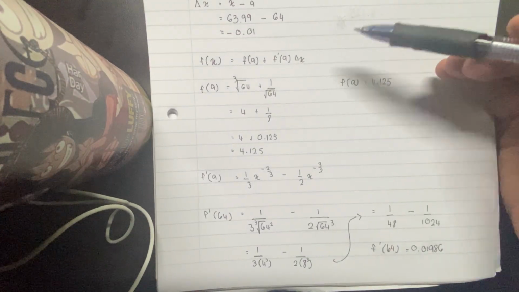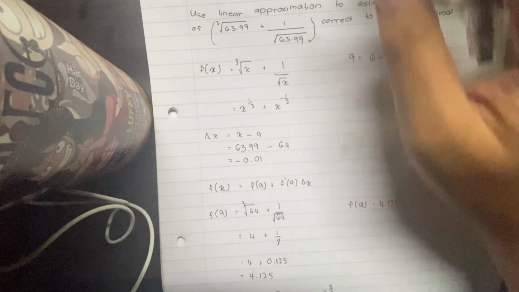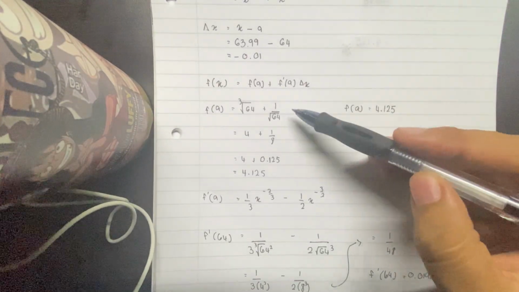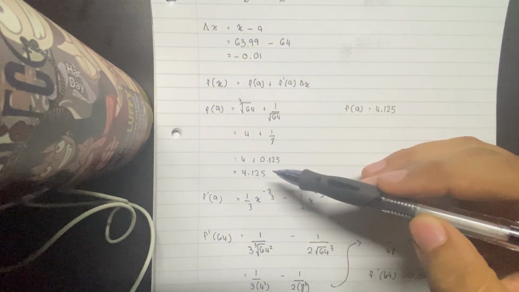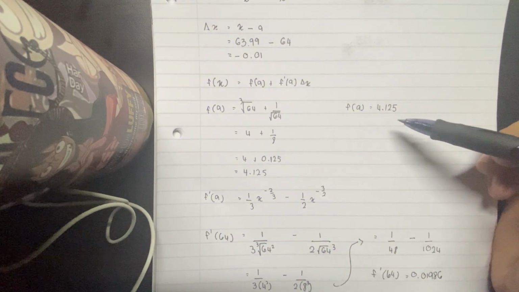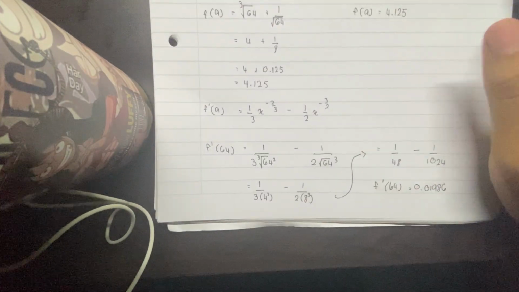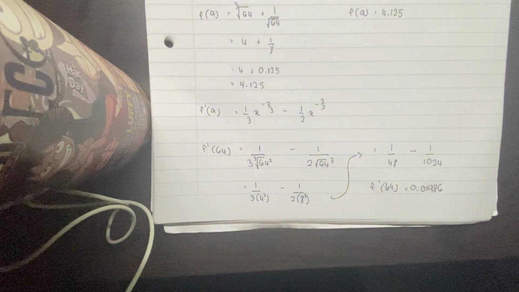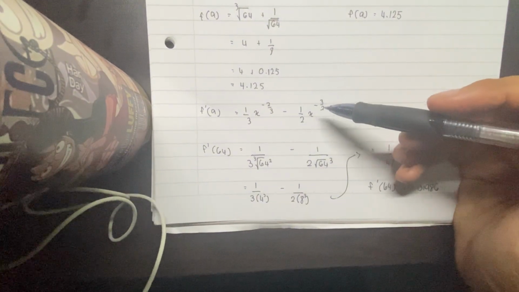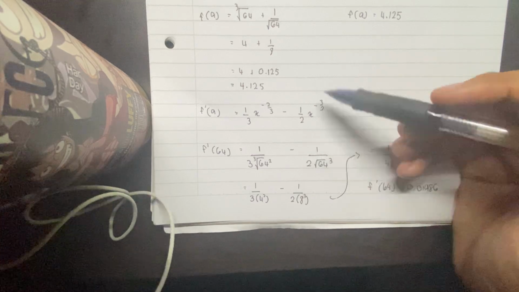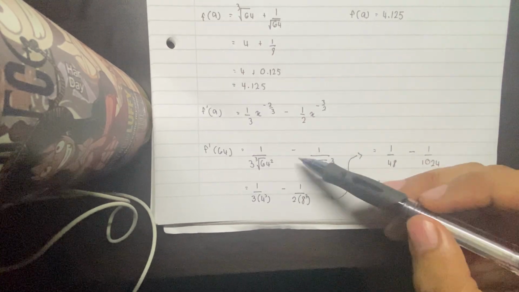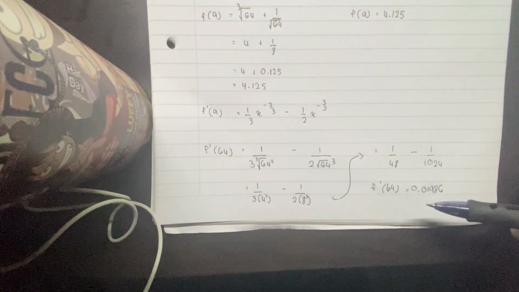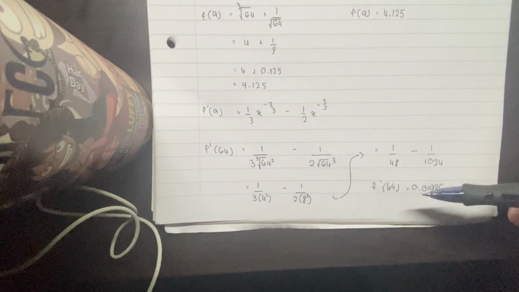For f(a), we do the same as before, but replace 63.99 with our base point, 64. Then we just solve it, and you will get 4.125. So our f(a) is 4.125. Now we just have to find our f prime(a). First we need to find the derivative, the slope function, and then we replace with our base point 64. Then you solve it like usual, and you will get 0.01986. That is our f prime(a).